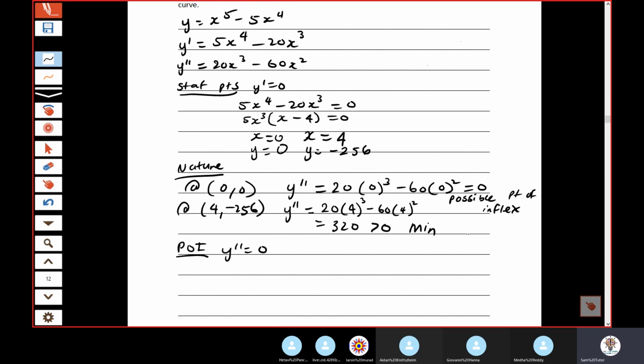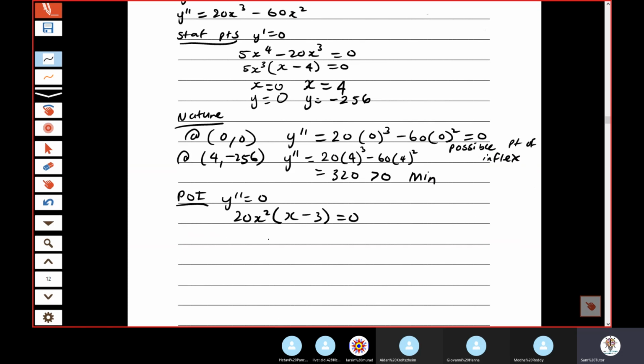All right, y double dash. Go on, grab it. Y double dash equals 0. Okay, Nikki, what are you going to factorize out? 20x squared. Eventually you get back into it again. You had a nice long holiday, you forget things. Equals 0. Now, what does x equal to? Good. X equals 0, x equals 3.